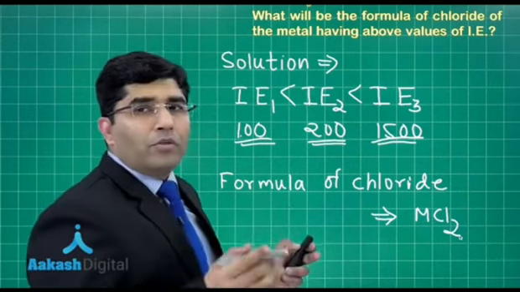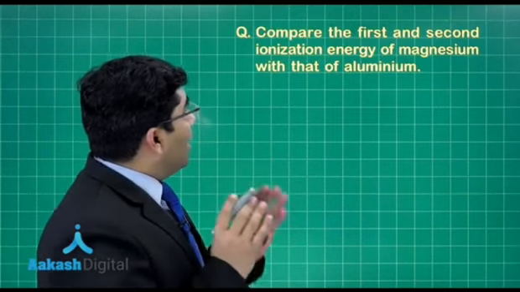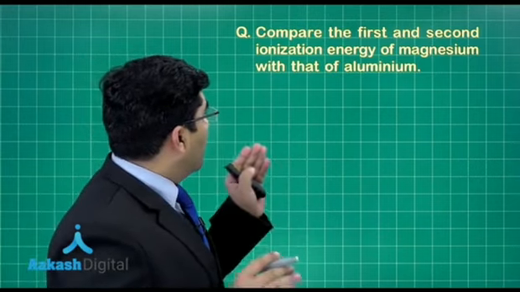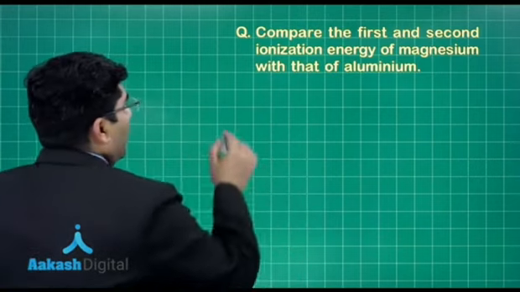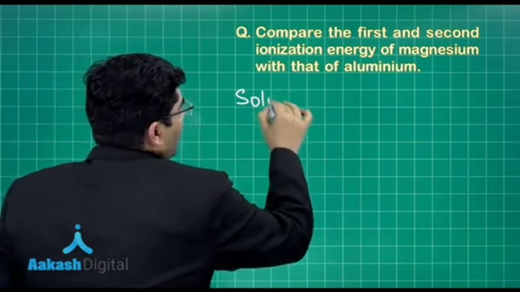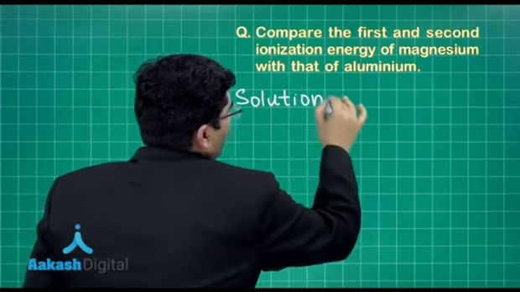Let's solve another problem. Now this question is saying to compare the first and second ionization energy of magnesium and aluminium. Now this is a very important question. Generally in school exams you will find it in your papers. So how to deal with the question?